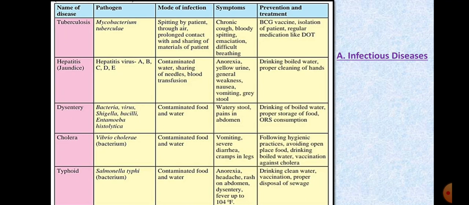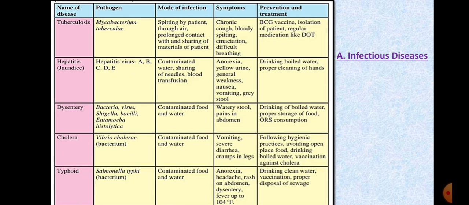And the last one is typhoid, which spreads through the bacterium Salmonella typhi. It also spreads through contaminated food and water. And here also the patient feels very weak due to dehydration. Headache is there. Sometimes there are rashes on the body, dysentery or loose motion, and fever rises up to 104 degree Fahrenheit.